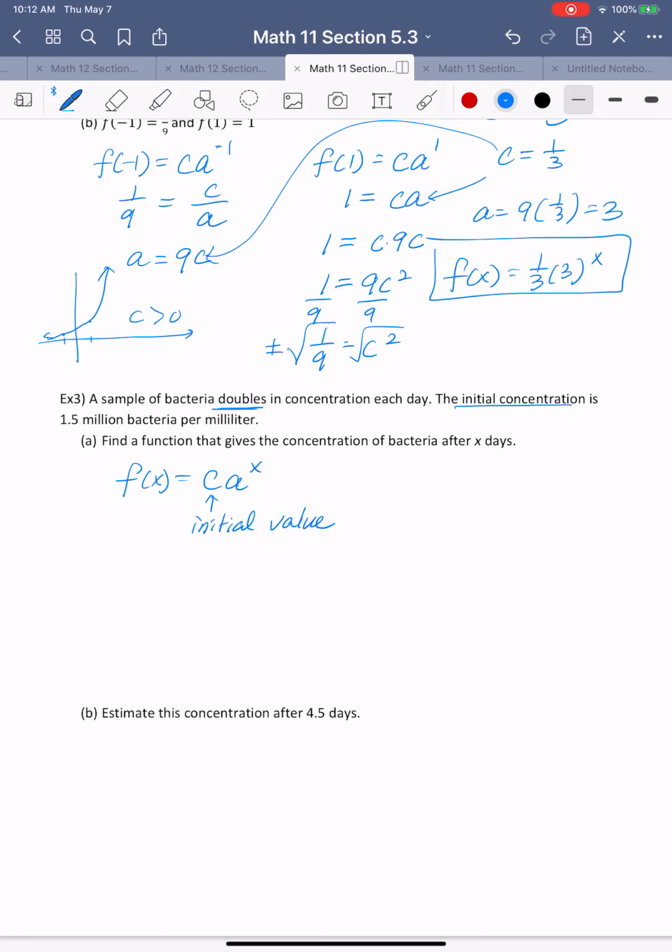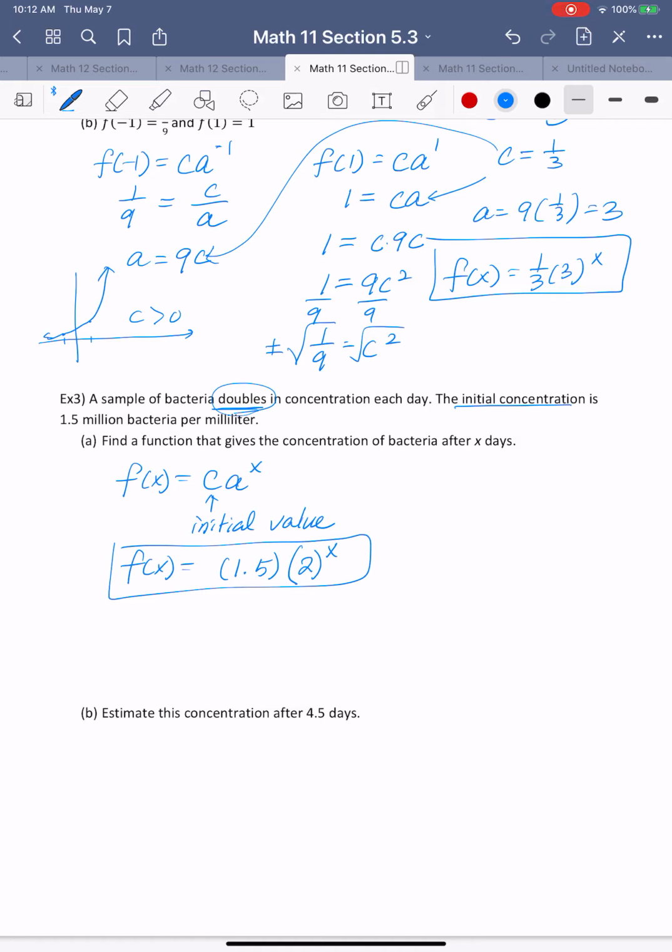Okay, so the initial value was 1.5. c is 1.5. And also, it doubles, so your base is 2. Doubles means multiplied by 2 each time. Okay? So that's all for this function.